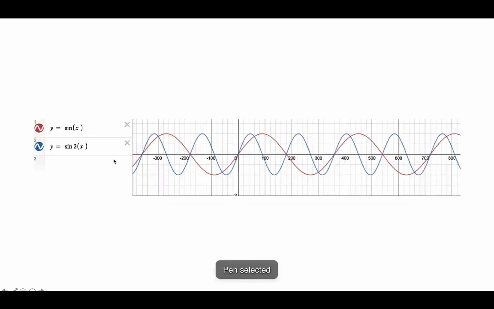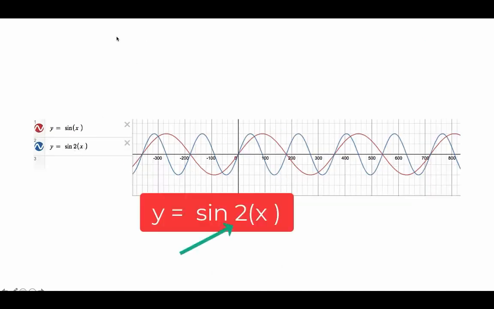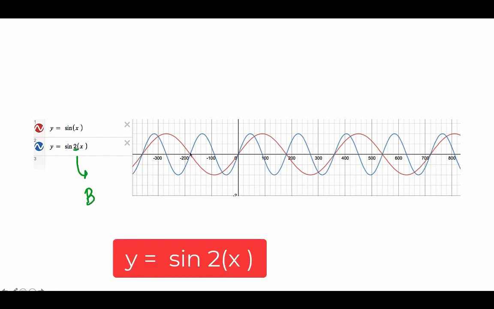Now, what is the effect of this number that is inserted between the sine function and the variable x? Instead of having sine x, we now have sine of 2x. And this 2 is the letter b in our formula. Now, let's look first at the red graph. From this point to that point, we have 360 degrees. 360 degrees is the period of the sine function.